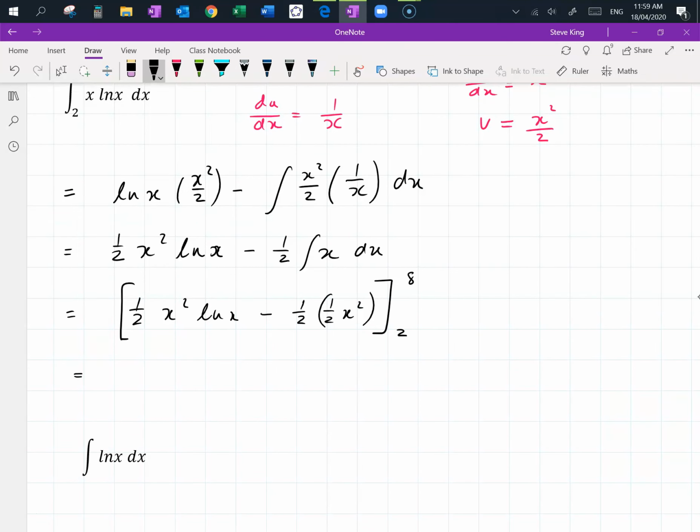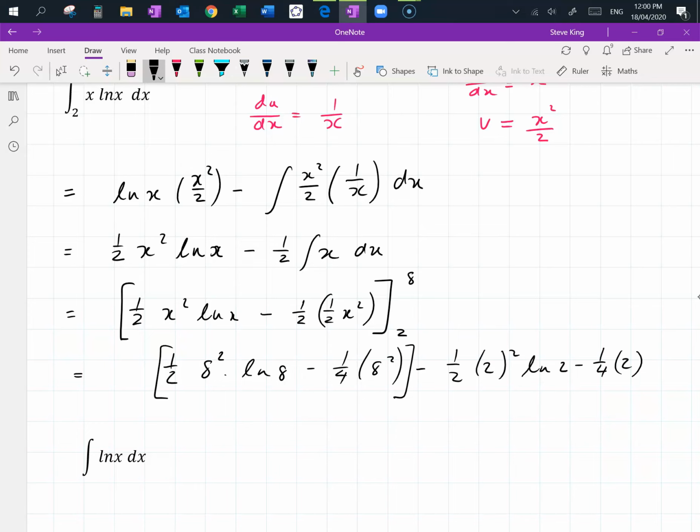So what are we going to have here? We're going to have a half 8 squared times the ln of 8 minus a quarter of 8 squared. That's the first part. And from that I'm going to take away a half 2 squared ln 2 minus a quarter 2 squared.